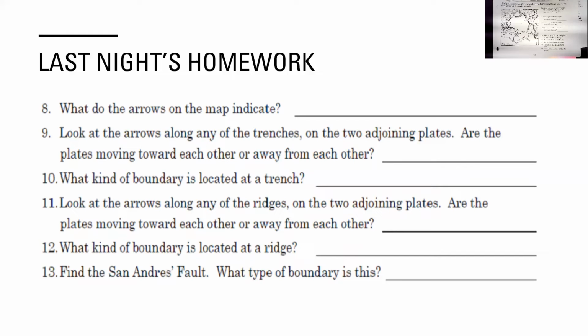Look at the arrows along any of the trenches. What are the plates doing? Are they moving towards or away at trenches? Towards. Since they're moving towards each other, what kind of boundary is that? Convergent. Look at the ridges. What are they doing? They're moving away. And since they're moving away, what kind of boundary is that? Divergent.